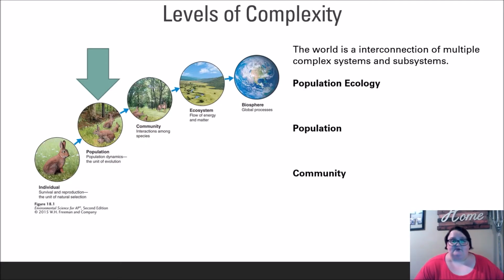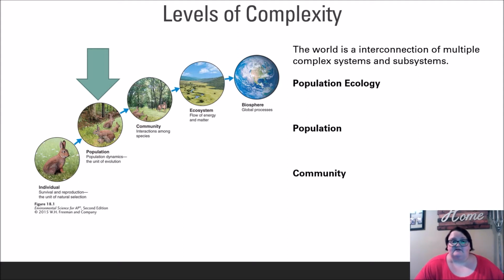The world around us is arranged in increasing levels of complexity. Everything from the individual to the ecosystem is going to play a role in affecting the biosphere. Right now, we're going to look at populations and communities. Remember that the biosphere is just an interconnection of multiple systems and subsystems that work together to sustain life. Our focus here will be on populations, communities, and population ecology.